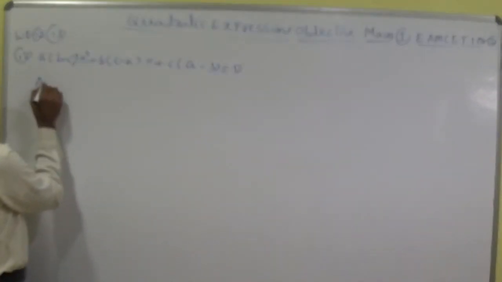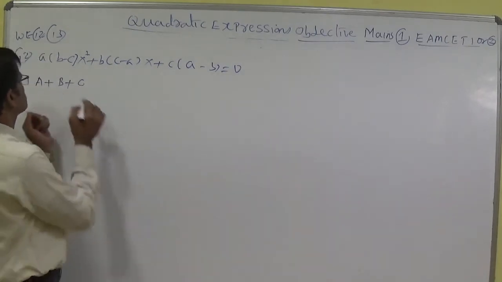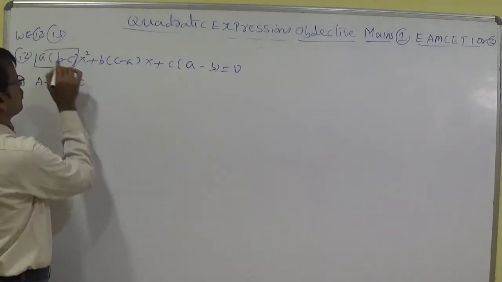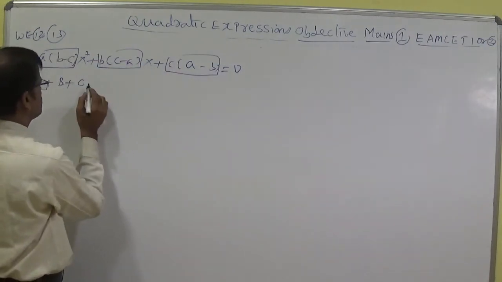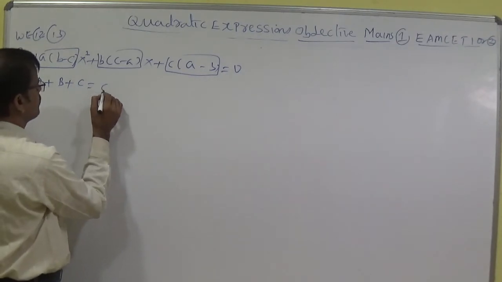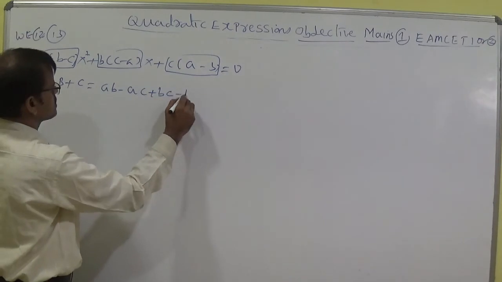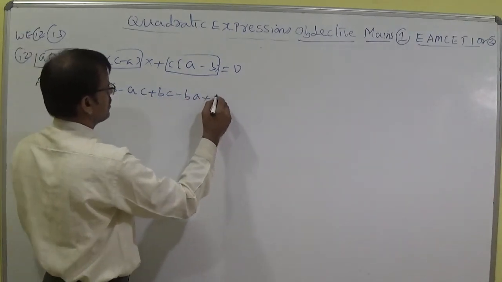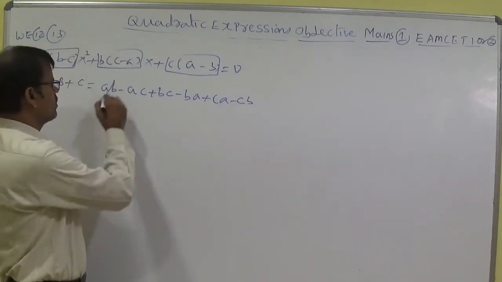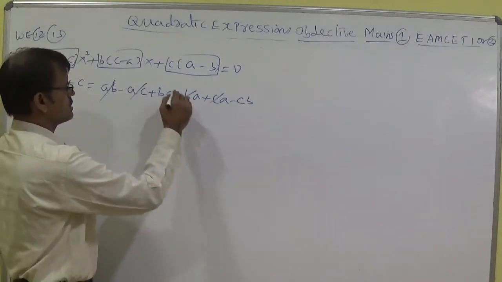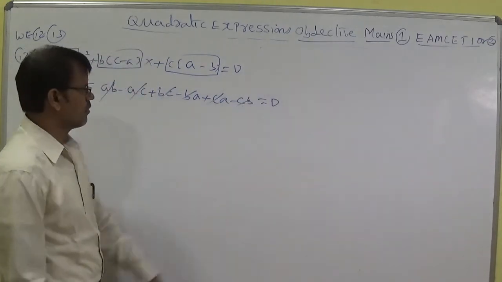Here you can understand the capital A plus capital B plus capital C concept. Now I am going to discuss the coefficient of x², the coefficient of x and the constant as capital A plus capital B plus capital C. Let us see the value here: AB - AC + BC - BA + CA - CB. Here AB - AB, -AC + AC, and BC - BC get cancelled, and we got the value 0.